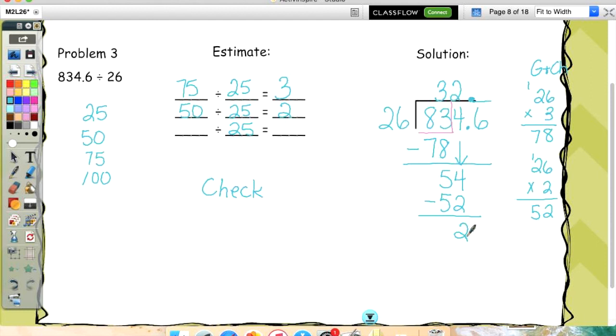Can I bring down the 6? Yes. Oh, that's nice. So literally, I don't even have to do this last one, do I? I know this is 1 times 26. I could if I wanted. I could also write 26 times 1 over here, if that helps. Okay? All right, so I'm ready to check this. Highlighters, please.